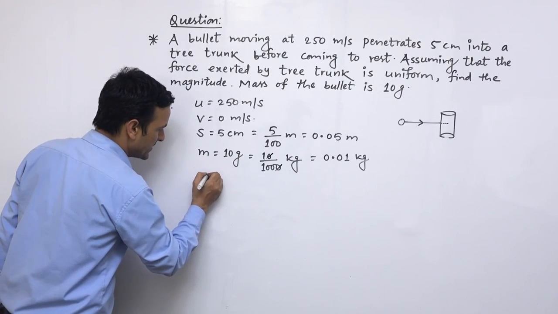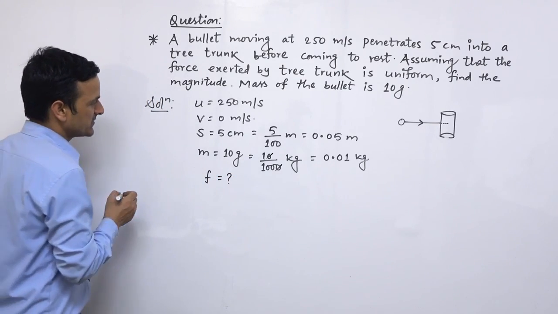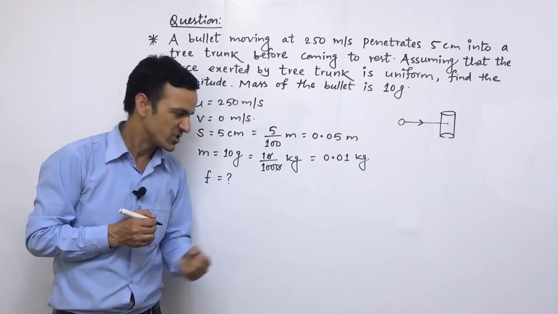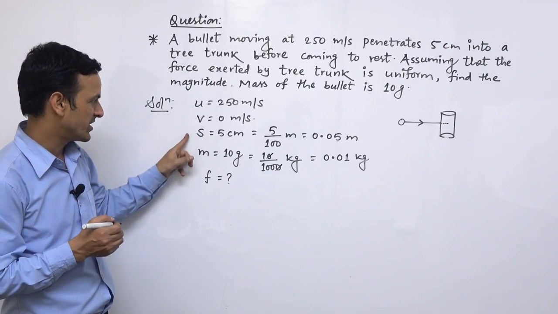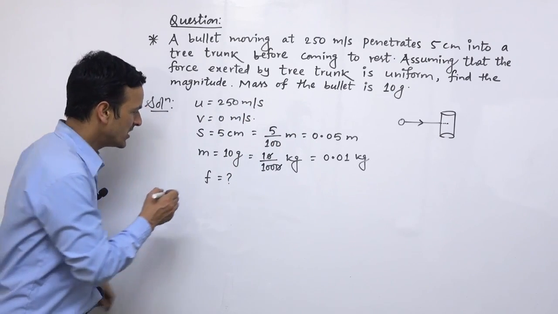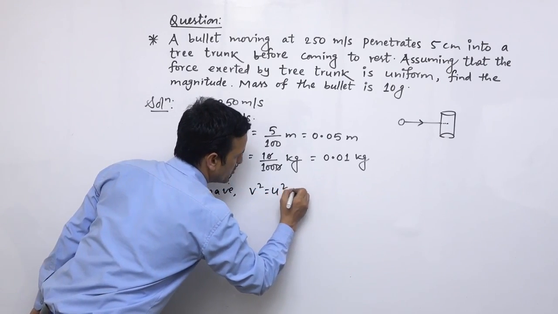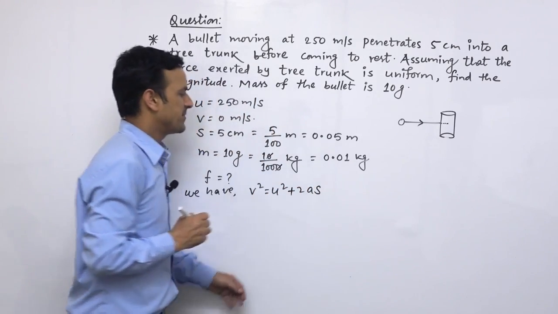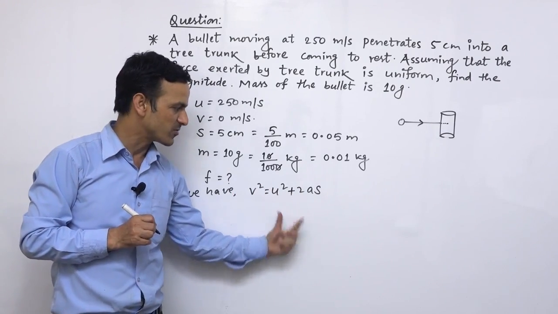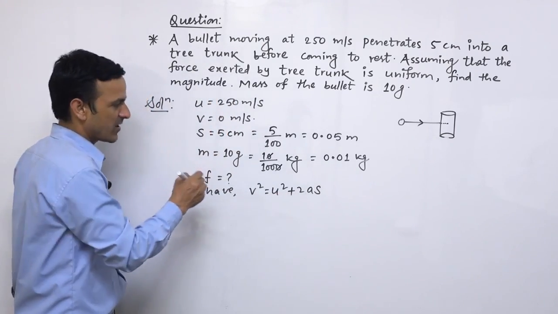So we are going to find force. Force F is equal to what? To find the force we should have mass times acceleration. But we don't know the value of acceleration here. So by using U, V and S, we can find the value of acceleration. First of all, we can use V square is equal to U square plus 2AS. So this is the formula which is very helpful to find the value of A, or acceleration.